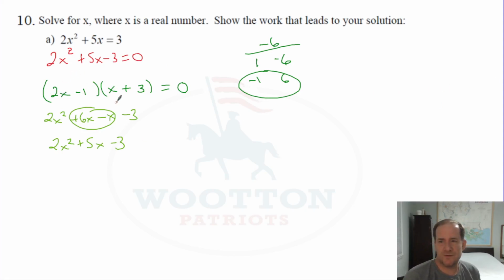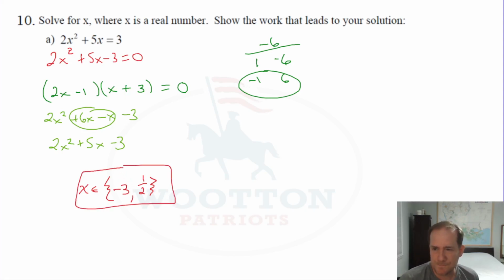And that means I know that my solutions are just the zeros of these terms here. So setting this equal to 0, I just add 1 divided by 2, and I get x equals 1/2. But the other entry in our little solution set is whatever number makes this thing come out to 0. So pretty obviously, I hope, that's -3. And there's your two solutions for 10a.